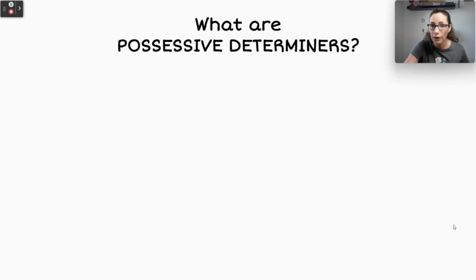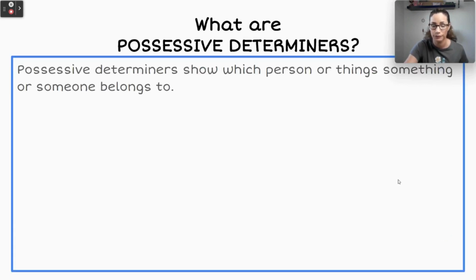So what are possessive determiners? I'm going to read through this. Possessive determiners show which person or things something or someone belongs to. That can sound a little confusing, but I'm going to explain it. Possessive determiners are words, and they're just going to show you possession, belonging, like which person someone belongs to.